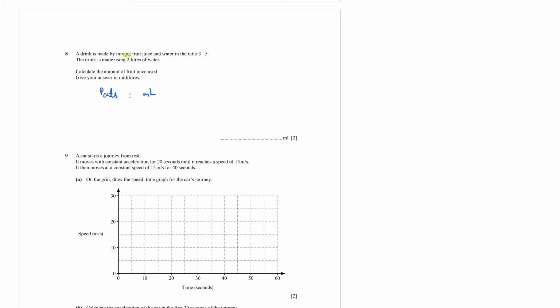So you're given that the water is ratio 5 here. So there are 8 total parts, 5 plus 3 is 8. 5 out of these parts are of water, which equates to 2 liters or 2000 milliliters. Remember, you have to give your answer in milliliters. So I'll convert this 2 liters into milliliters. So 5 parts is how many milliliters? 2000. And then you have to find the amount of fruit juice used.